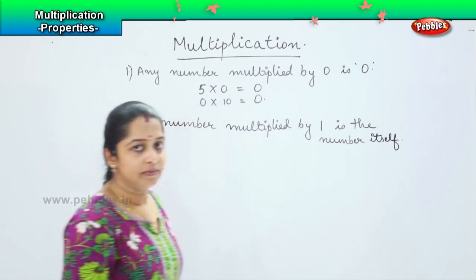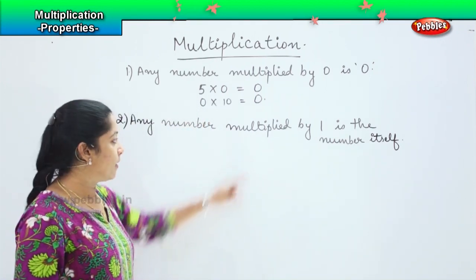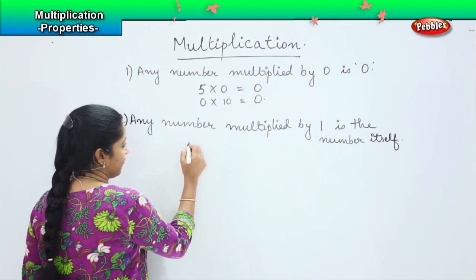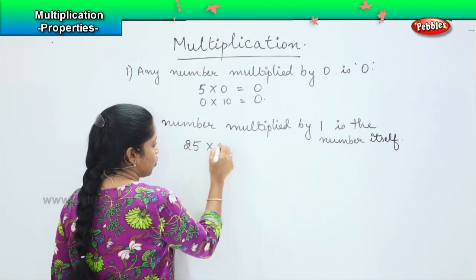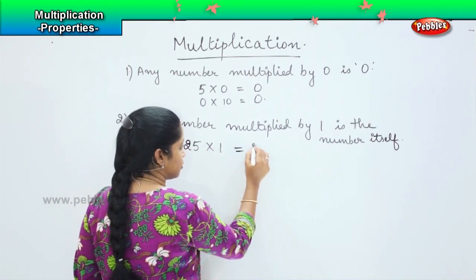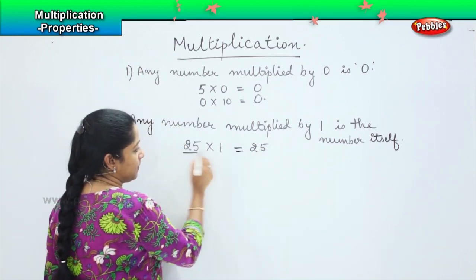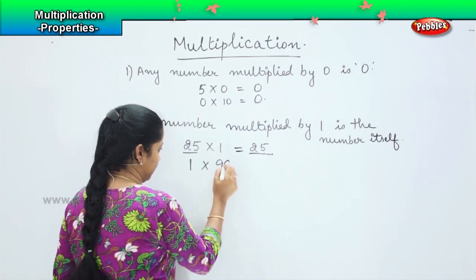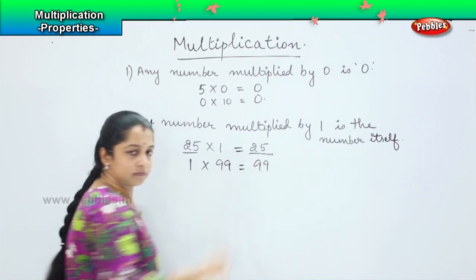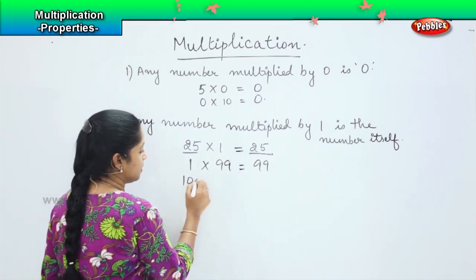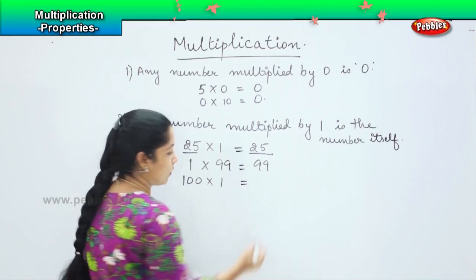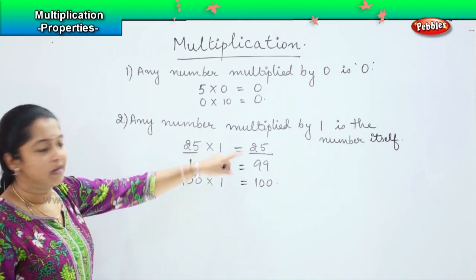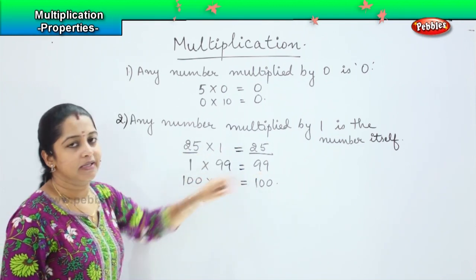So, what does this mean, children? If you multiply any number with 1, that will be the answer of your particular question. For example, if I multiply 25 into 1, my answer will be 25, which means the answer will be the number itself. 1 into 99, answer will be 99. 100 into 1, the answer will be 100. So, any number, if it is multiplied with 1, the number will be the answer.